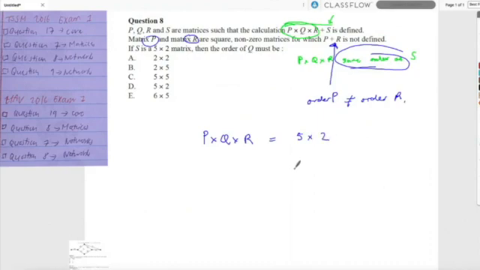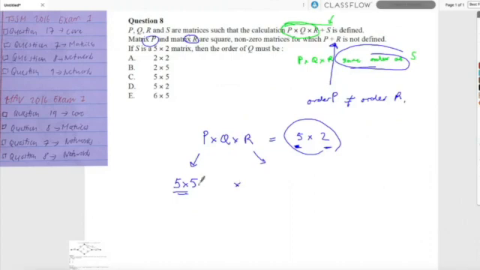Now, P has got to be square, R has got to be square. Remember when you multiply two matrices, the rows and columns tell you the size of the answer. So P has got to be a 5 by 5. How do I know that? Because of what has to result.